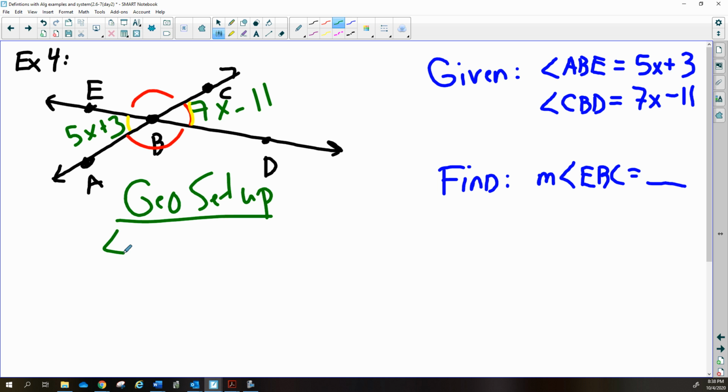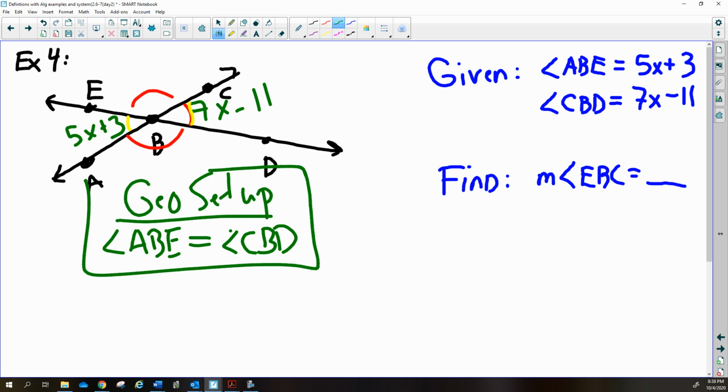So our geometry setup here is going to be angle ABE equals angle CBD. Okay, so there's our first geometry setup right there, and that's going to give us our first point.